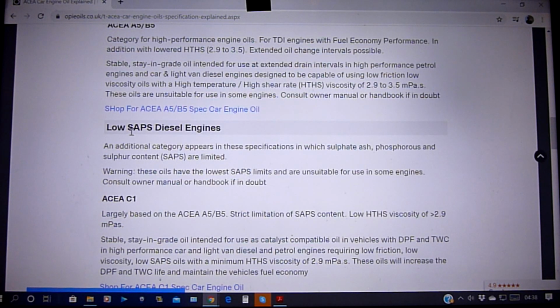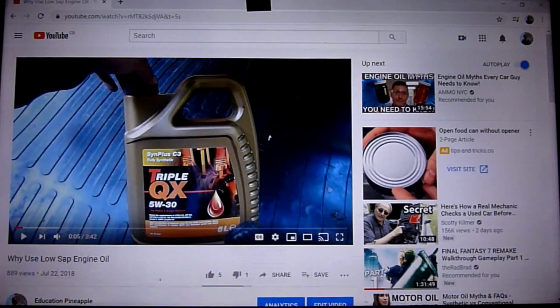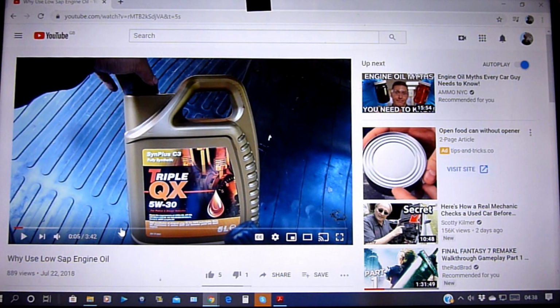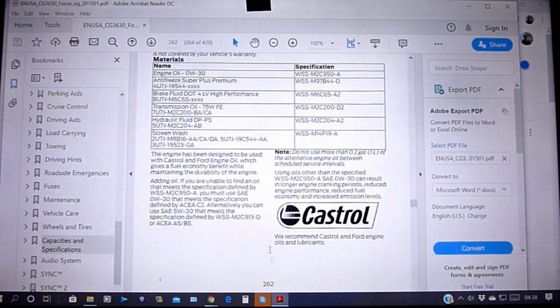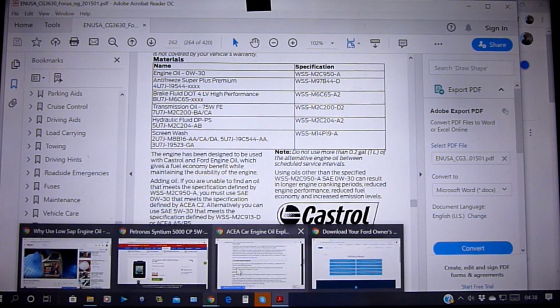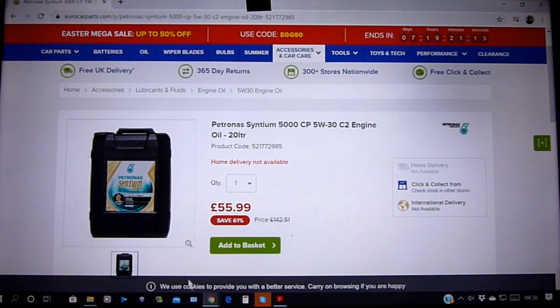Low SAPS, particularly, means low ash. So these are for cars with a diesel particulate filter in particular. See my other video where I talk about low SAPS engine oil. Not that one.